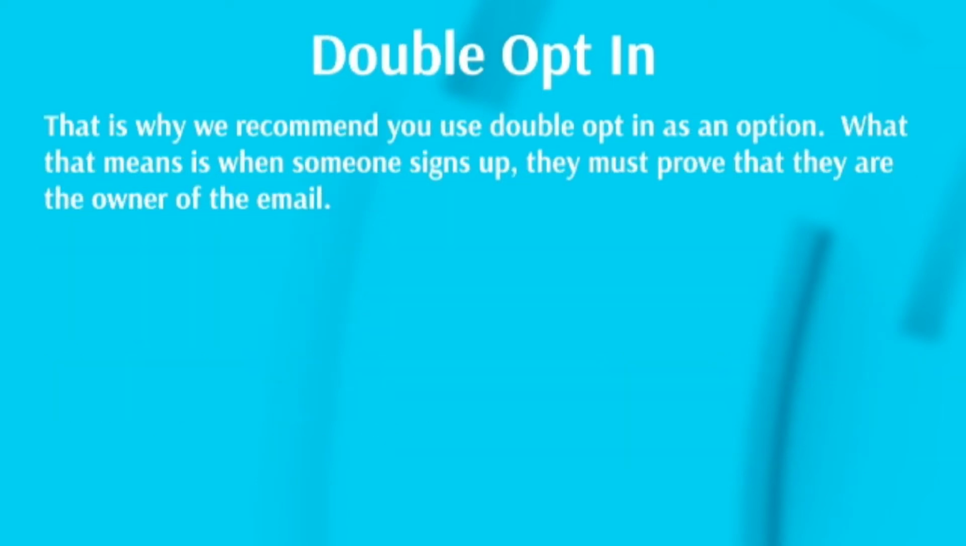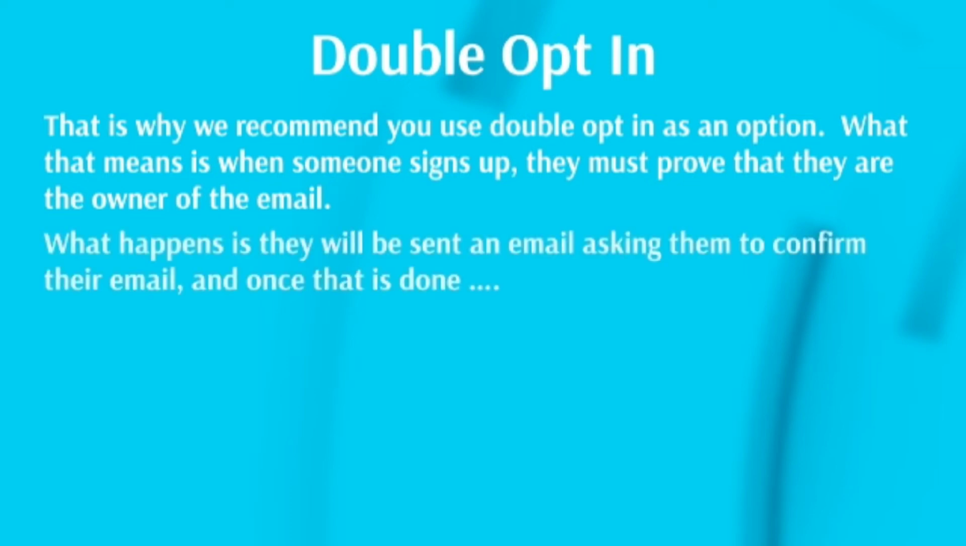Here's what double opt-in is. Double opt-in is when somebody signs up, and let's use the example before where they fill in their name and email address on your landing page and they click submit. Now, at this point, they're not going to be added to your list. They're going to be added to a sort of pending list.